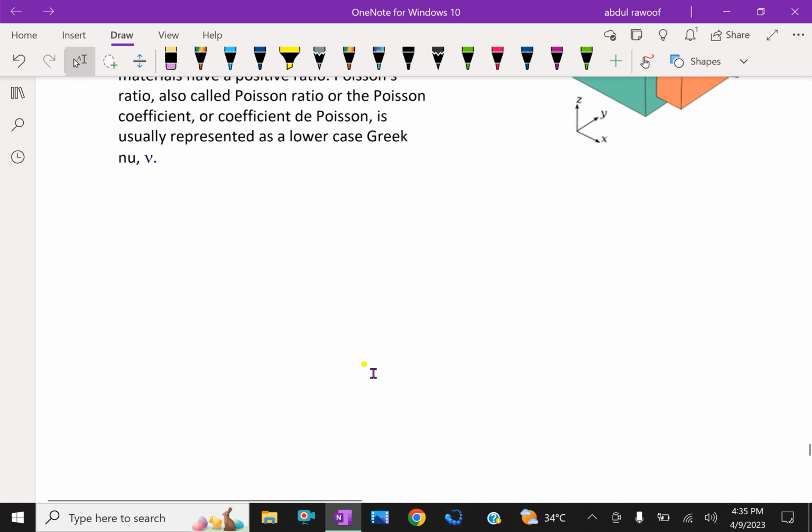Suppose a wire is fixed at one end and a force is applied to its free end. What happens? The wire gets stretched. Length of the wire increases and at the same time the diameter decreases. The wire becomes longer and thinner because its length is increased and cross section is reduced.